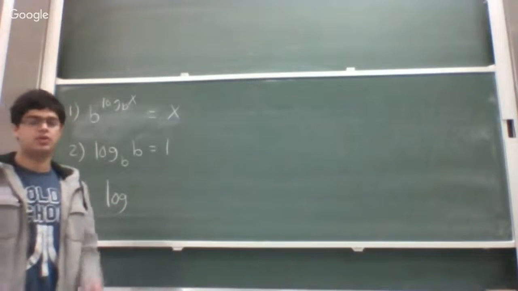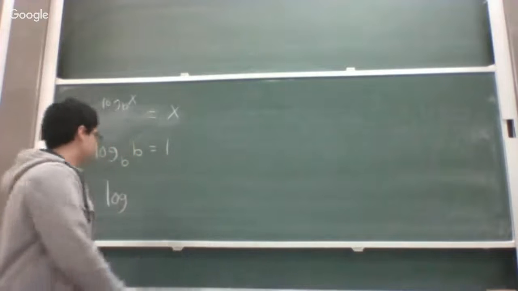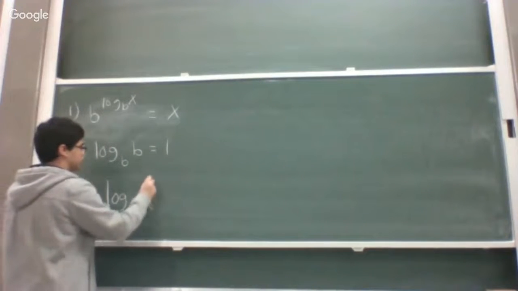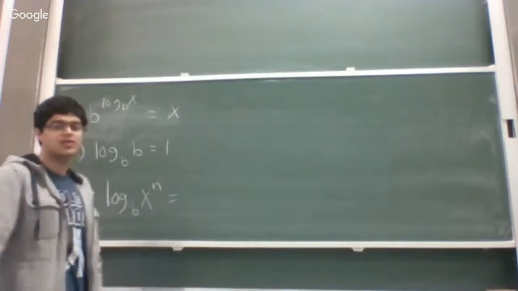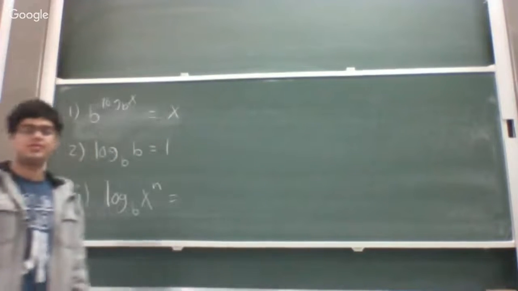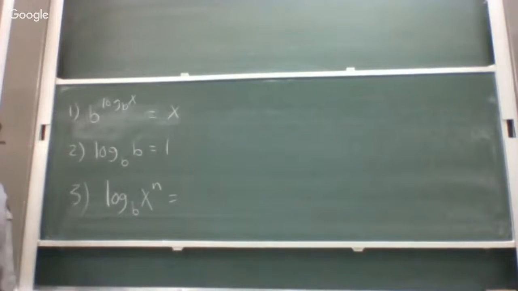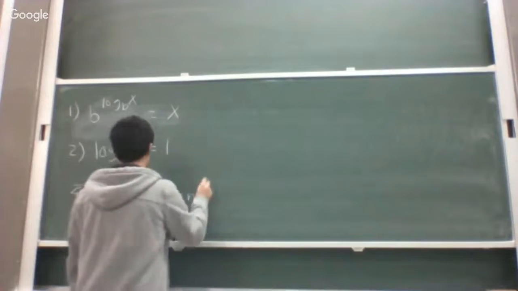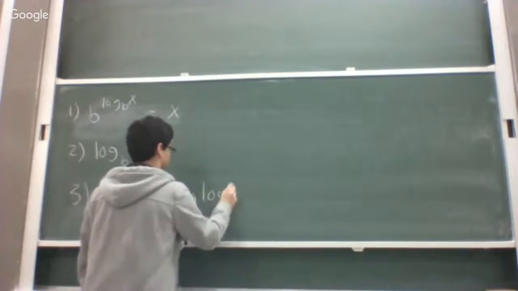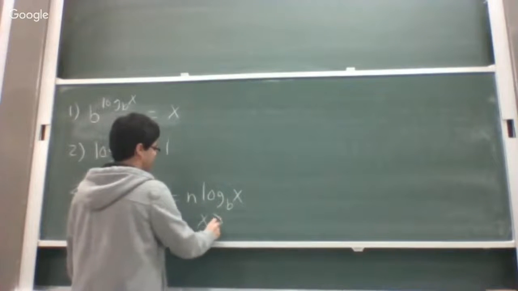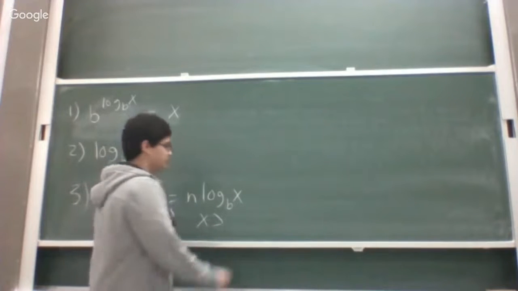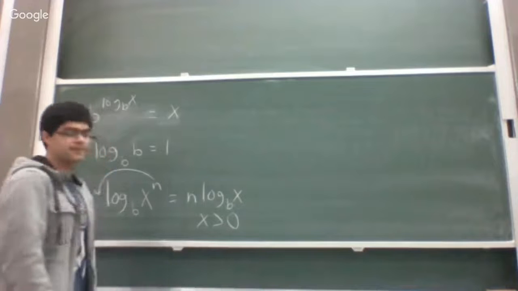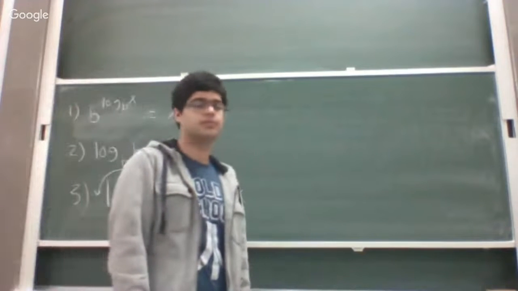Log base B of x to the n power is equal to what? And log base B of x. Yep. So this comes out. And this is for x greater than 0. You don't have to worry about writing that.